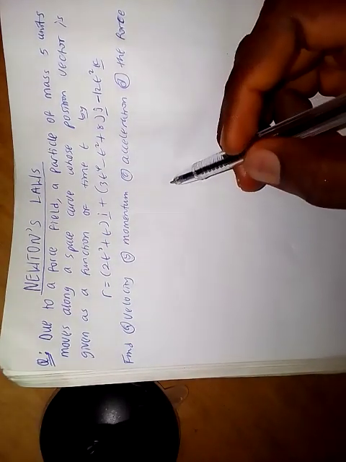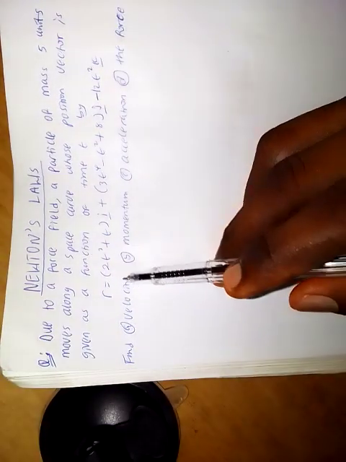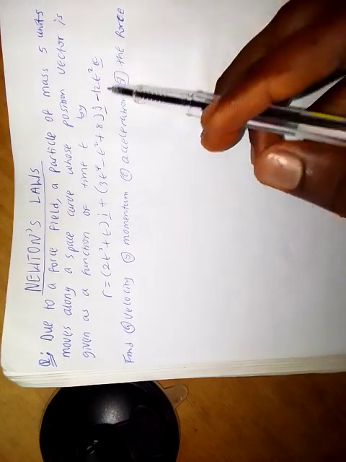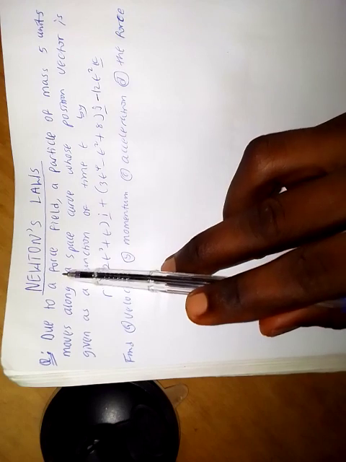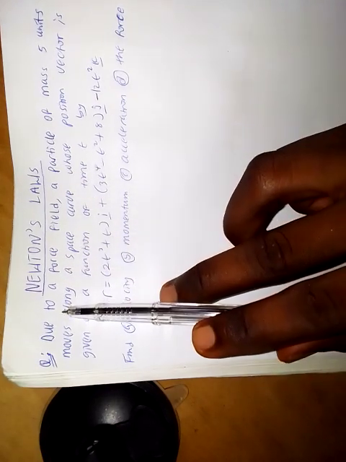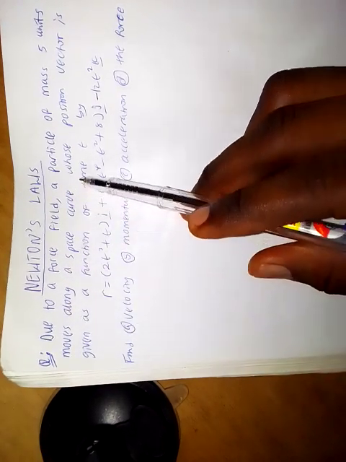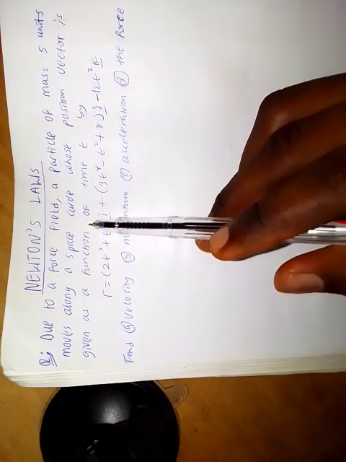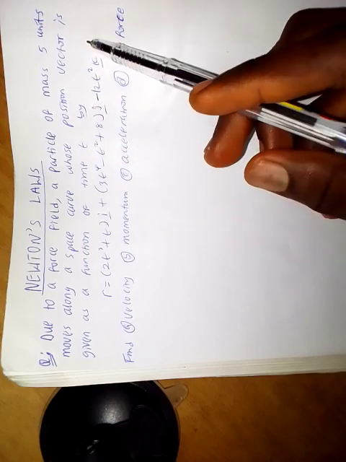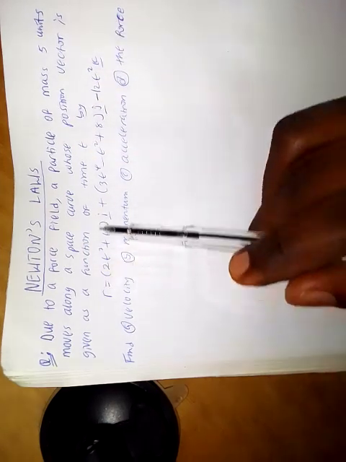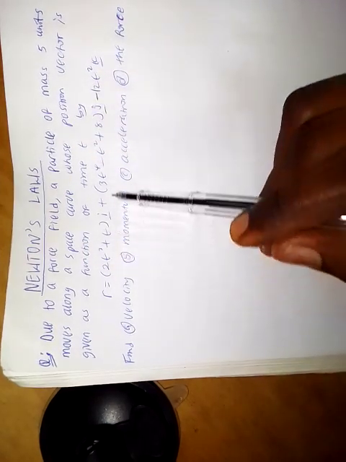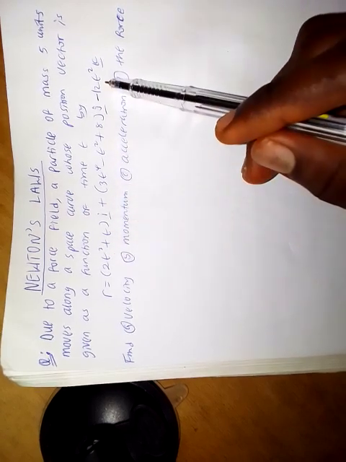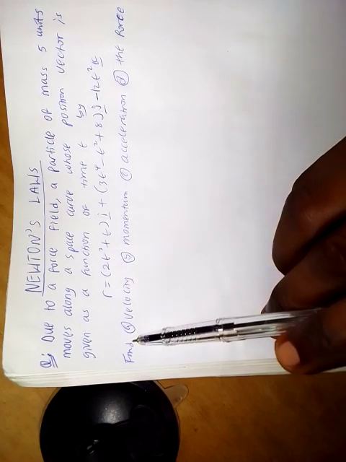Newton's laws. How do we find the velocity, momentum, acceleration, and the force? So this is a typical Newton's law question. The question says, due to a force field, a particle of mass 5 units moves along a space curve whose position vector is given as a function of time t by this. So we are given the position vector as a function of time. The question says we should find the velocity.